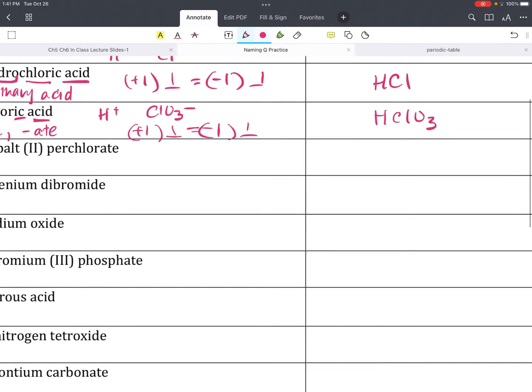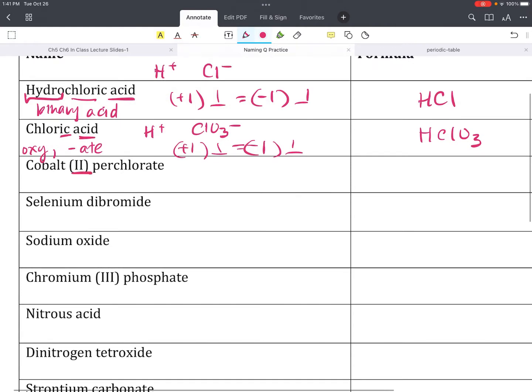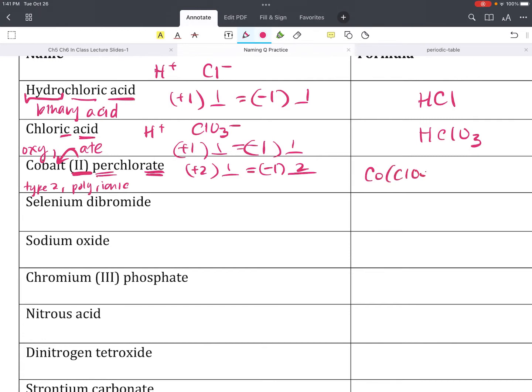Here, there is this 2 that tells me that's the charge there. I see an ate and a per, which means that this is a type 2 polyionic. And so if we look at that, I know that cobalt has a charge of +2, and I know that perchlorate has a charge of -1, and I need one of these, 2 of those. So my formula is going to be cobalt and 2 perchlorates.